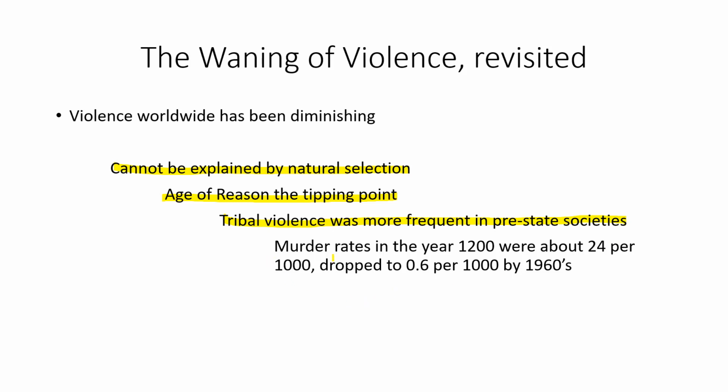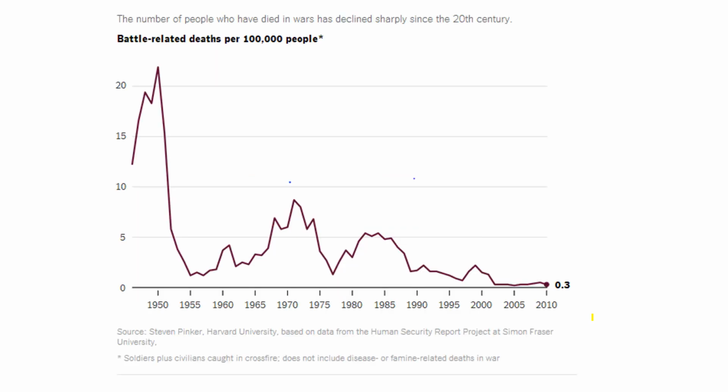For example, murder rates in the year 1200 were about 24 per 1,000, and by the modern era, 0.6 per 1,000. So you can see that is a dramatic drop in general violence and conflict amongst humanity because of these ideas, institutions, political organization that we have formed since then. Here we're looking at the general decline.